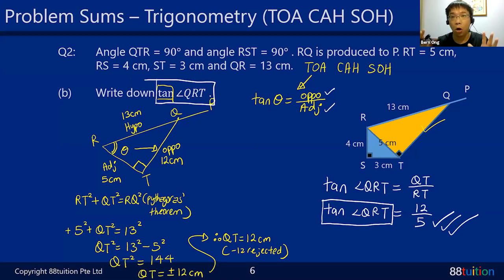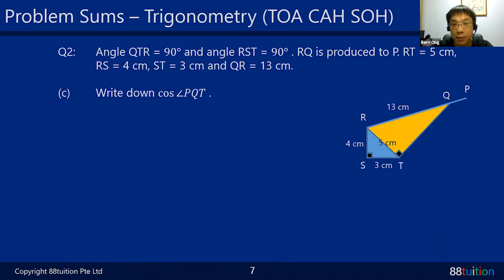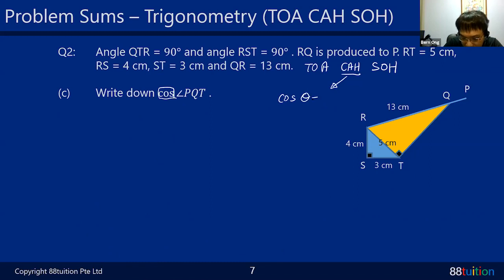Okay, so this is all within the right angle triangle. We call this acute. Now there's another question here where we talk about the outside. Cosine PQT. Once again, you're looking for cosine. So I write out my TOA CAH SOH first. Because they are talking about cosine, my focus is on this secret formula here. Cosine theta is equal to adjacent over hypotenuse. So this is the general formula for cosine.